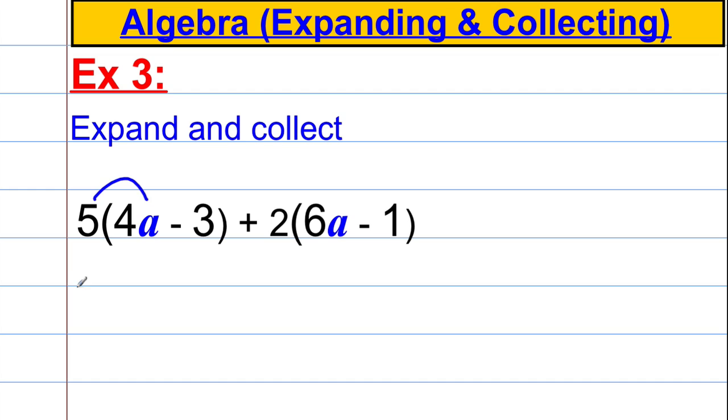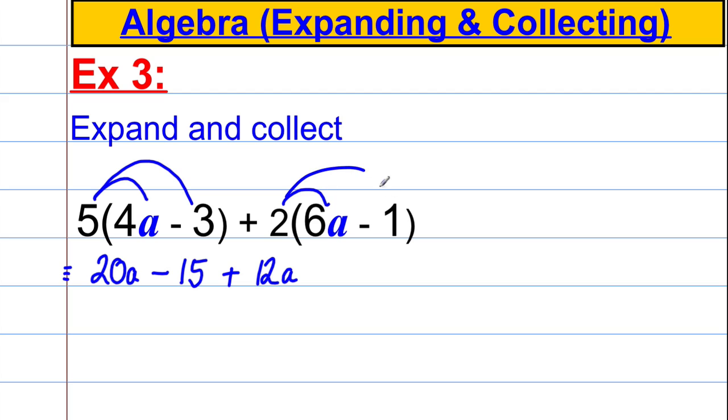So we've got 5a multiplied by 4a is equal to 20a, and positive 5 multiplied by negative 3 is going to be negative 15. A positive multiplied by a negative is negative. And we have positive 2 multiplied by 6a, which is positive 12a, and positive 2 multiplied by negative 1 is negative 2. Positive multiplied by a negative is negative. Highlighter out, 20a plus 12a. That's clearly going to be 32a.